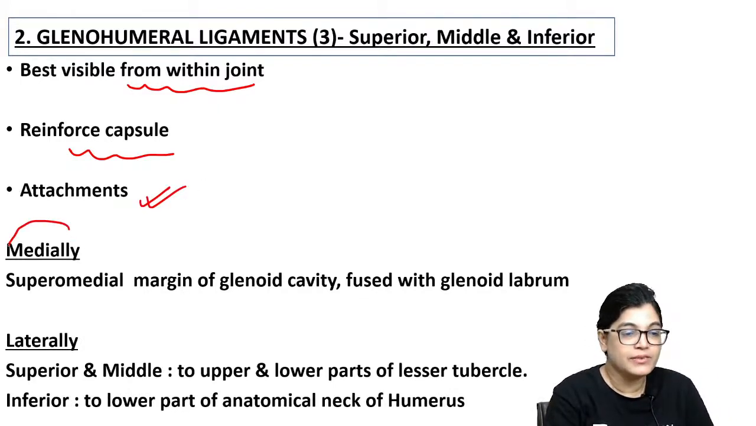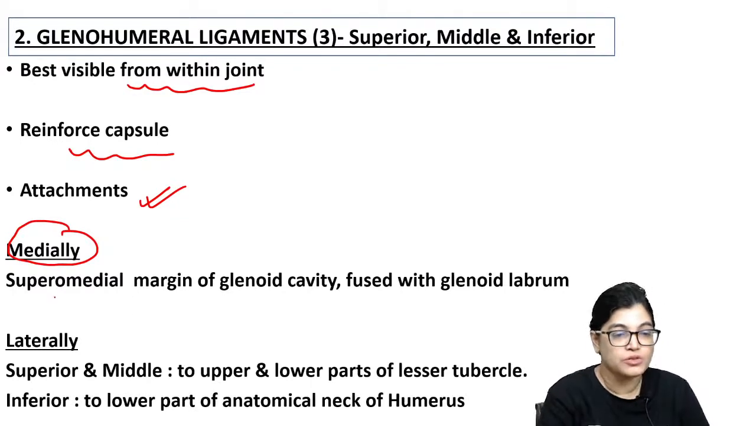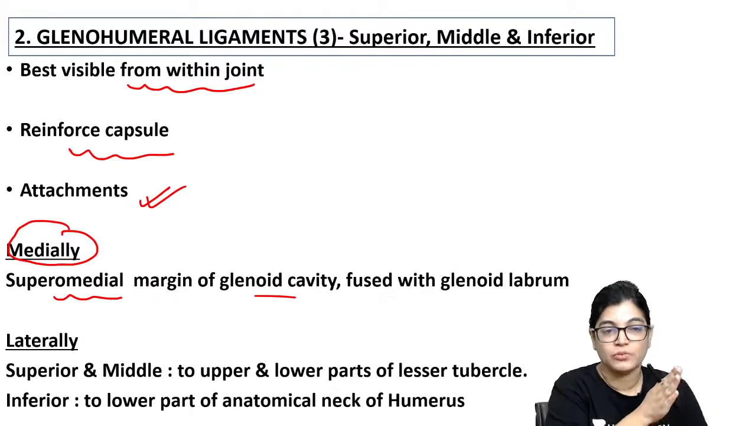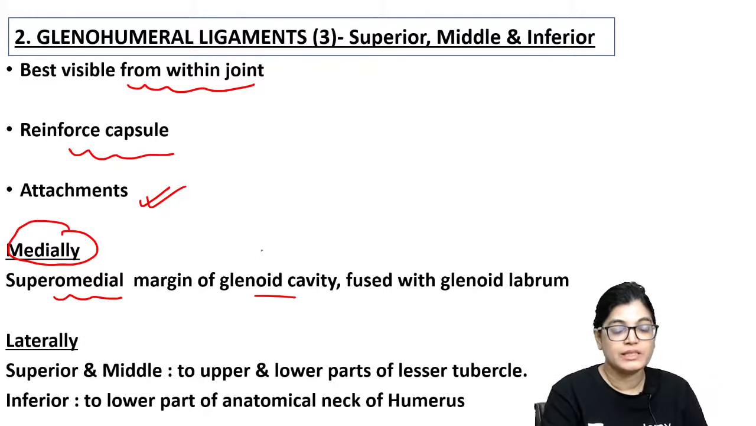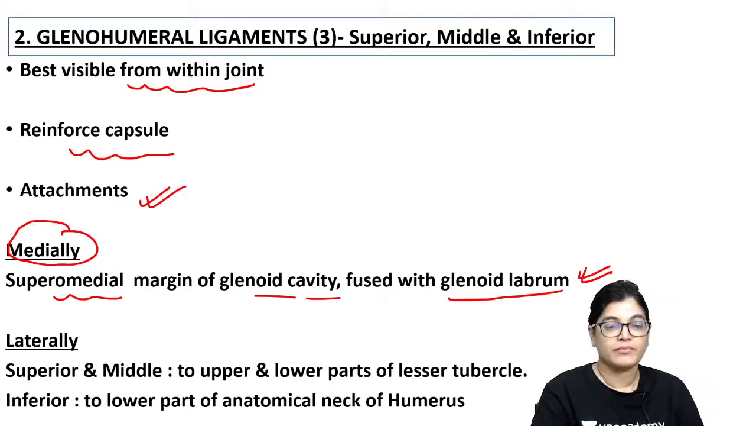We have 2 attachments of the glenohumeral ligament, one medially and another laterally. Medially, all the 3 parts have the same attachment. It is attached to the supromedial margin of the glenoid cavity, and it fuses with the glenoid labrum.